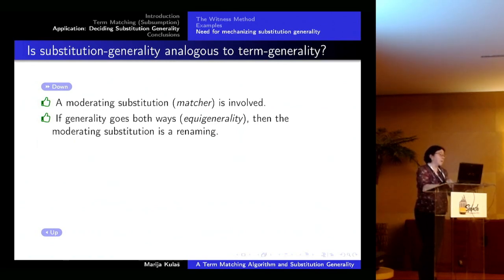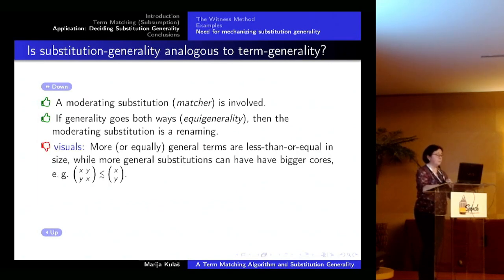What I'm trying to point out here is that substitution generality is not analogous to term generality, so the name must perhaps be revisited, because a moderating substitution is involved in both. And if generality goes both ways, so we have equigenerality, then the moderating subset must be renamed. That's as far as the semblance goes, but visually, more general terms are, well, smaller as trees, but a more general substitution can have bigger cores or smaller cores. The case of bigger cores we've just seen with the verifier.